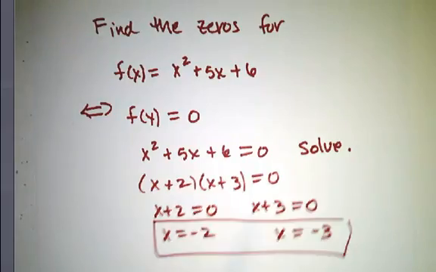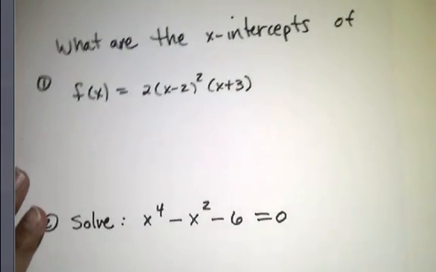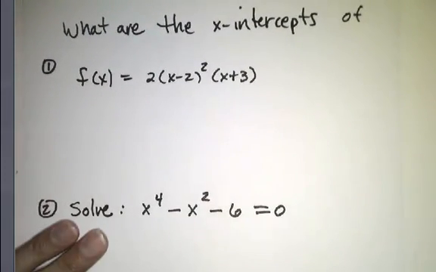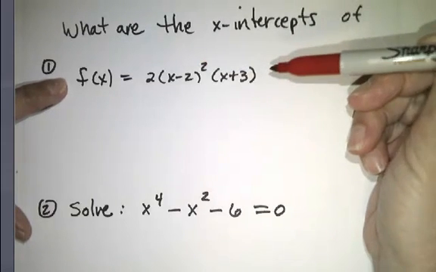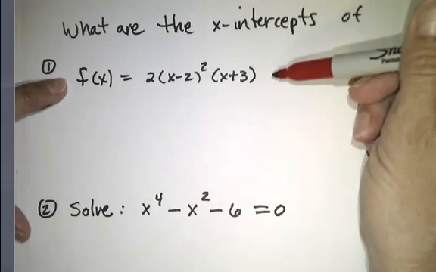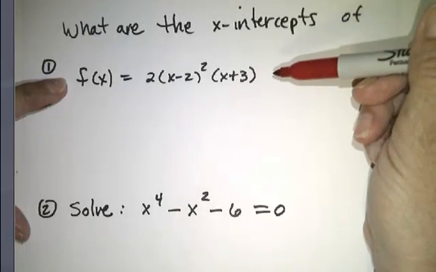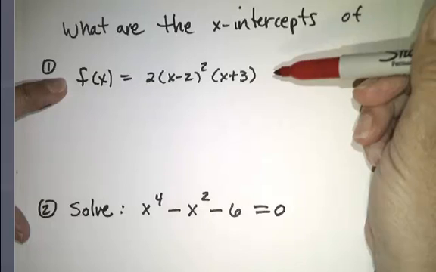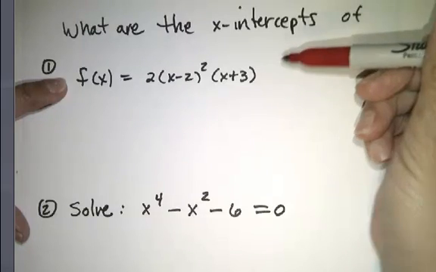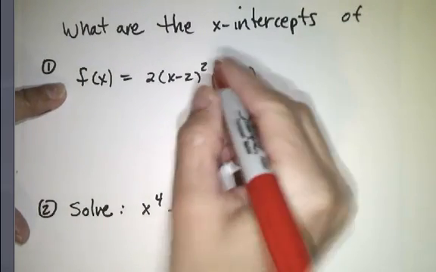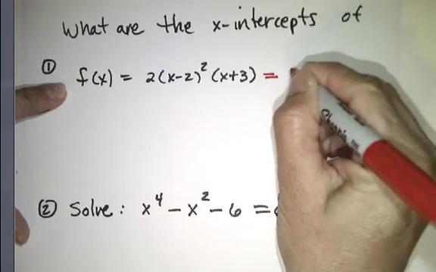Okay, so let's look at 3 other examples where we might be asked that question in different ways. Alright, so if I gave you this following function, let's look at number 1, and asked what are the x-intercepts of f of x equals 2 times x minus 2 quantity squared times x plus 3. Now, this is a polynomial, but it's already in factored form. If I ask you to expand it, you could tell me what the degree of this polynomial was, and you could tell me what its end behavior was, which, as we know, is determined by the lead term of my polynomial. However, in this particular problem, we're actually trying to solve f of x equals 0.